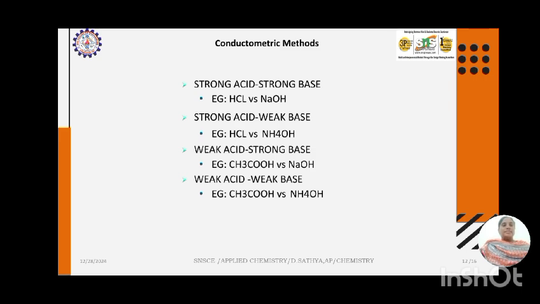Here, the first is strong acid versus strong base, for example, HCl versus NaOH. HCl is a strong acid and NaOH is a strong base. Then strong acid versus weak base, that means HCl versus ammonium hydroxide, NH4OH. The third one, weak acid and strong base: weak acid acetic acid versus the strong base sodium hydroxide. The last one, weak acid with weak base: the weak acid is acetic acid and the weak base is ammonium hydroxide.